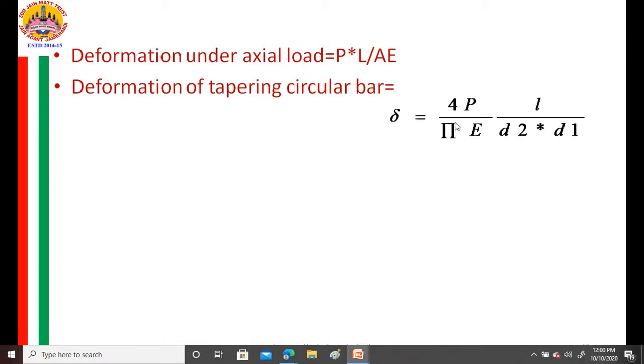Yes, the deformation of circular bar is given by 4PL divided by pi E D1 into D2, where D1 and D2 are the diameters at the ends. If D1 equal to D2, then this appears like PL divided by pi by 4 into D square, that is nothing but P into L divided by A. Pi by 4 into D square is nothing but A. E is here, okay.